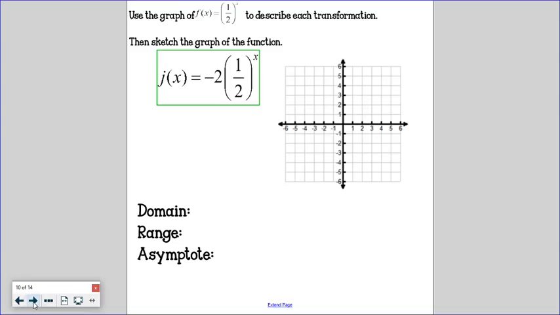All right. Last one with that same base. Same table of favorite points. Apply your transformations. Identify your information here. -2 times 1/2 to the x.